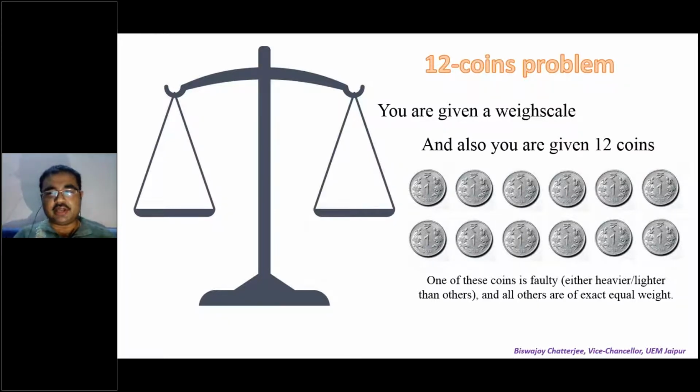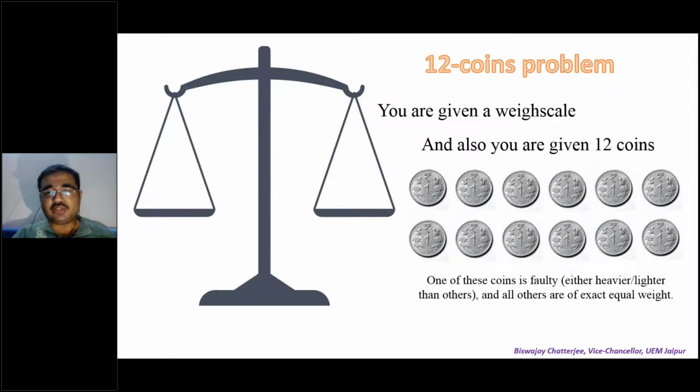And the information is one of these coins is faulty, that is, either heavier or lighter than others. So it is expected that 11 coins are absolutely equal in weight, and one coin is faulty, which is heavier or lighter than the others, but you don't know which one is faulty and you don't know whether it is heavier or lighter.